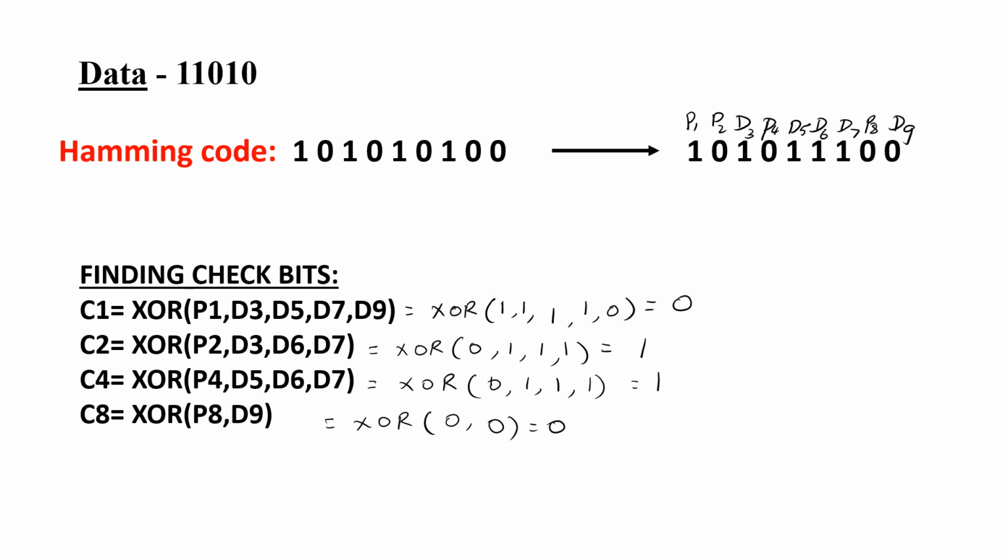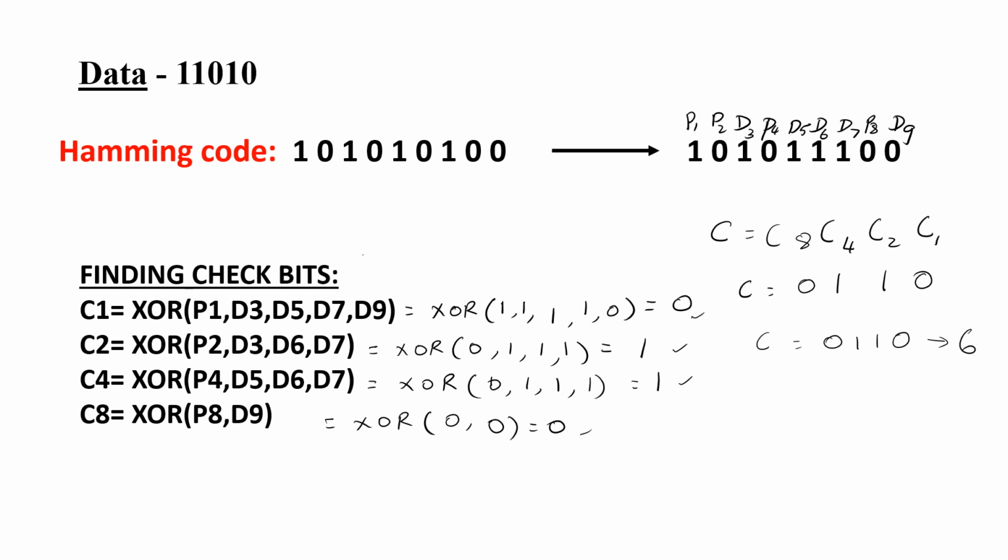So now the check bit C is equal to C8, C4, C2 and C1. C8 is 0 here, C4 is 1, C2 is 1, and C1 is 0. So C is equal to 0, 1, 1, 0. When you convert this into decimal, the equivalent is 6.